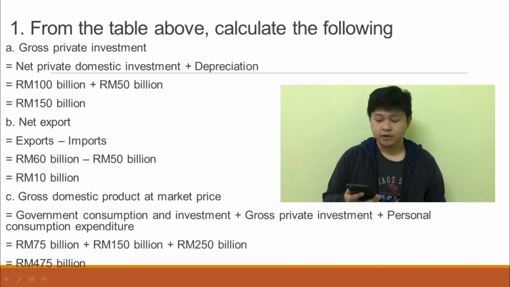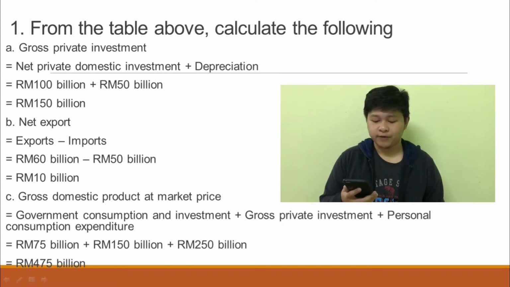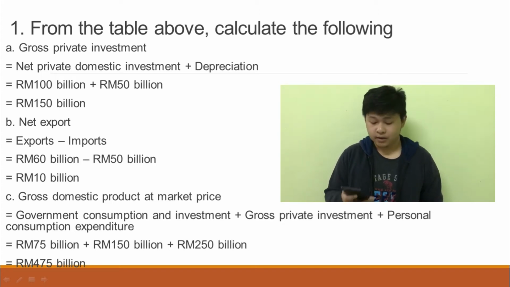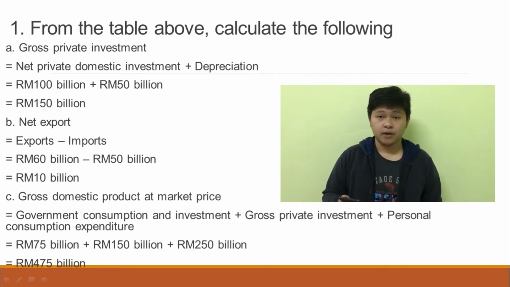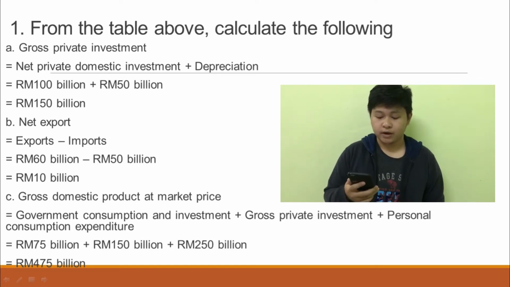So number 1A, gross private investment. The first thing you need to do is find the net private domestic investment, and then you must find the depreciation. After you manage to find both amounts, you must add those two amounts and you will get the total of 150 billion if the answer is correct. So that's question A.